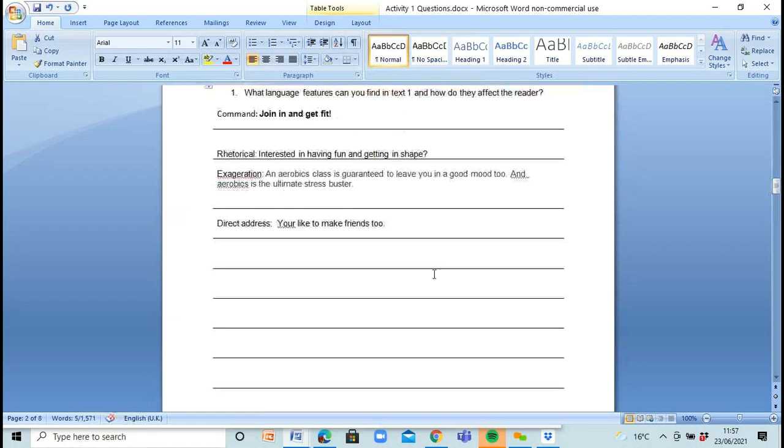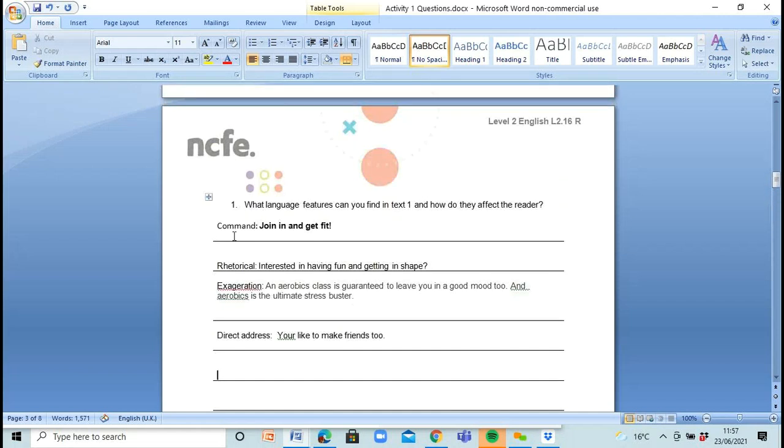So you've got a few features in here. You've got commands. They're telling you to come and join in. They've got rhetorical questions. They've got exaggerations. They've got direct address. You've got some emotive language going on in here. So this says aerobics classes will work you hard. So you know that you're going to get worked hard in those. So that is what we're looking for.